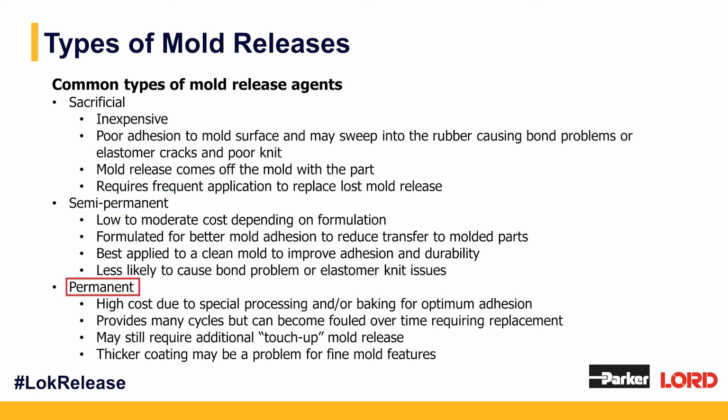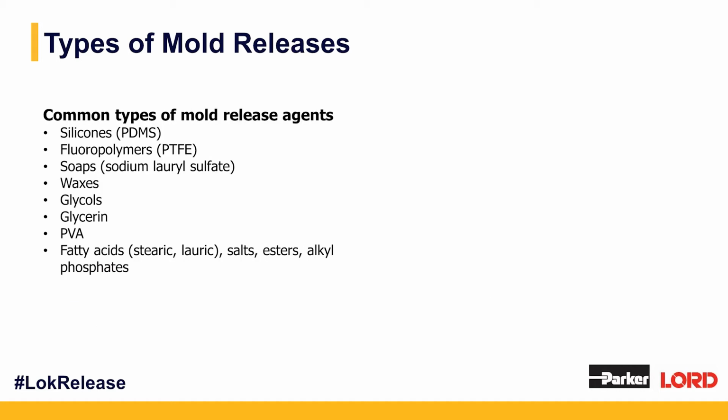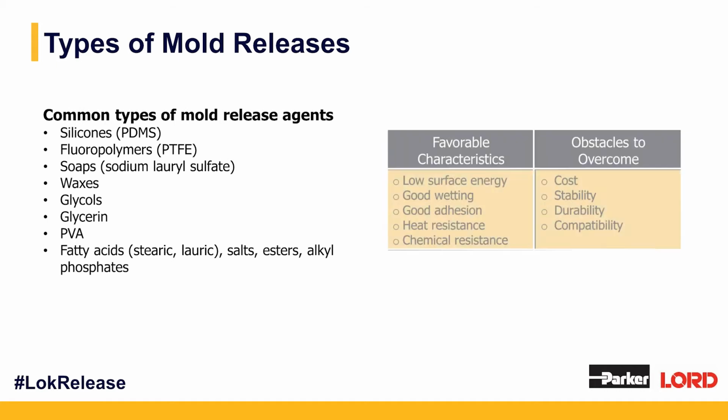Permanent mold releases are generally higher cost for the product, as well as the application process equipment required for the high temperature bake cycles. However, the permanent mold releases provide for many cycles before touch up is necessary. The types of mold releases that are most common are the PDMS, PTFE, and waxes and soaps. There are other types listed on the slide which are less common and have more specific uses.